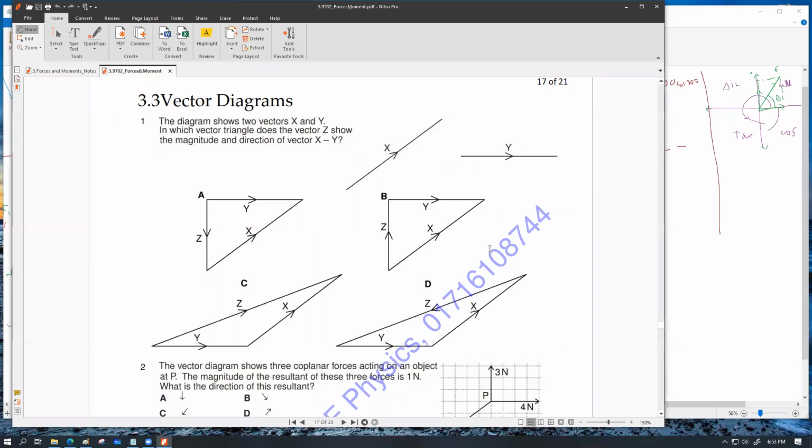Okay, one of your classmates responded B. How about the rest of you? C. Okay, one of your classmates responded C as well. How about the rest of you? A. One of your classmates responded A. How about the rest of you? A. What is the difference between A and B? Direction of Z. Direction is a bit tilted, exactly.